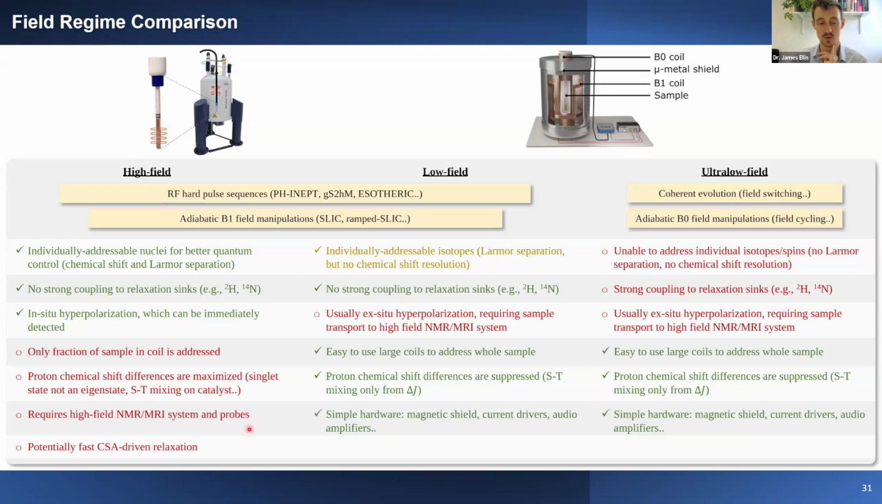And then if you're doing this at high field, you need a high field NMR or MRI system with corresponding probes. But the hardware to work at low field and ultra low field is much simpler. You need a magnetic shield, a current driver, and some audio amplifier. I mean, the frequencies that are relevant for these regimes are hertz or kilohertz magnetic fields, and that's quite easy to generate with simple hardware.